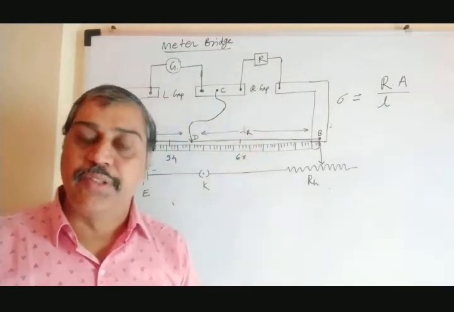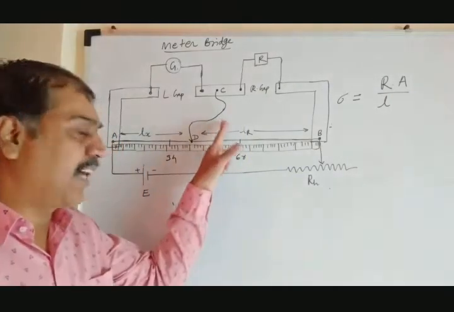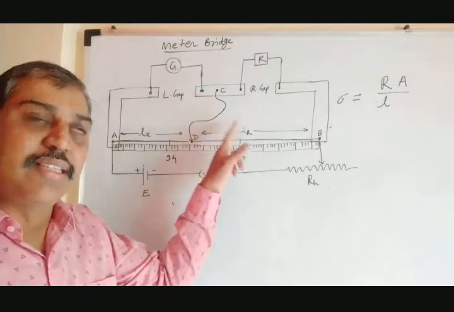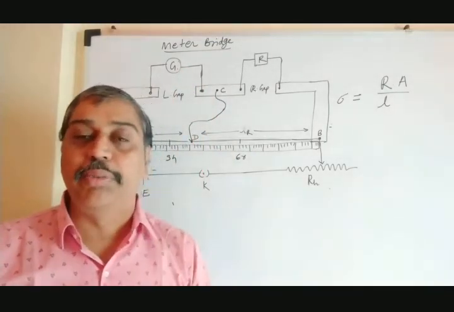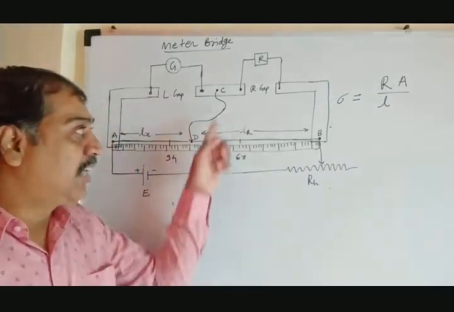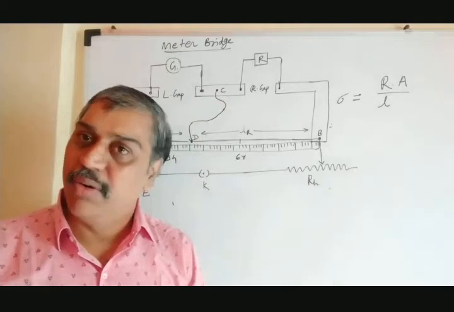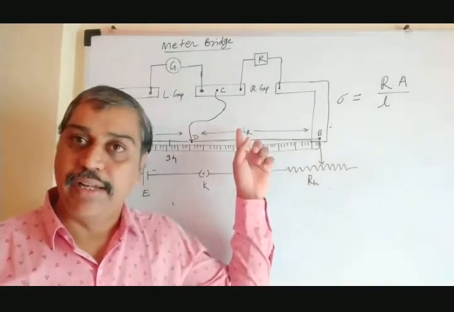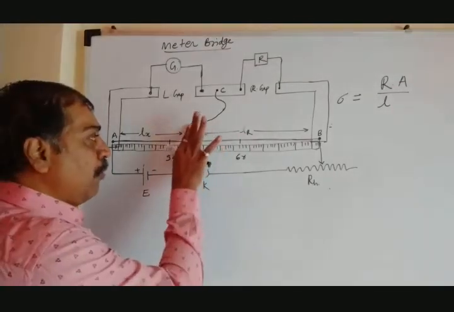There is one scientist, whose name is Kelvin, who says that it is not essential to use a second galvanometer. Only the single galvanometer whose internal resistance is to be determined, that we can use. Directly connect the points C and D by the wire. No need of a galvanometer here. That is said to be Kelvin's method.